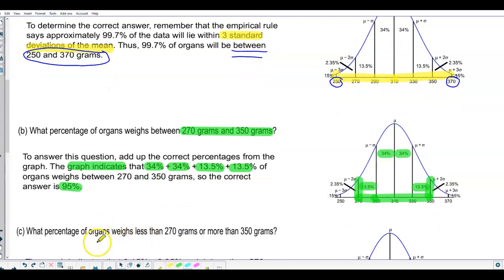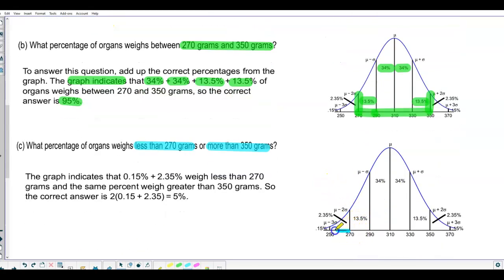Now in part C, it says what percentage of organs weighs less than 270 or more than 350. Here's 270 and everything less than 270, and here is 350 and everything more than that. So we have 0.15% and then 2.35% on this side, and then 2.35% and 0.15% on that side. We add those together, but since we have 2 of them, we can add them and multiply by 2, which gives us 5%. So 5% weighs less than 270 grams or greater than 350 grams.